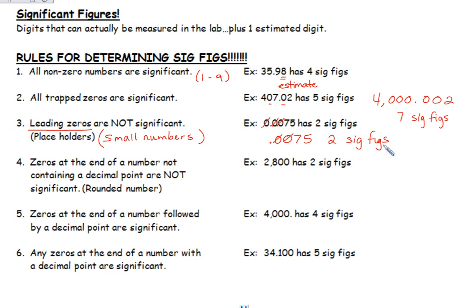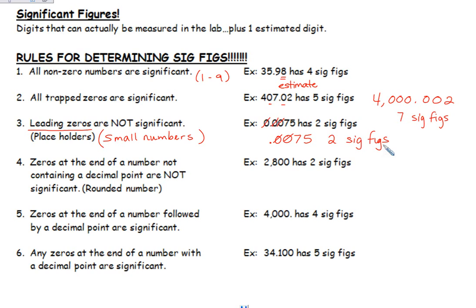Okay, so zeros trapped in the middle, yes, those are significant. Zeros leading the number, zeros in front, no, not significant. How about zeros on the back end? Rules 4 and 5 are kind of related to each other. If there are zeros at the end of a number, you need to look for a decimal spot.